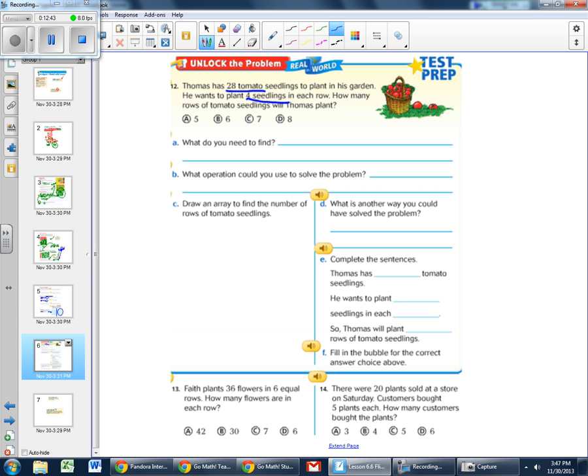What do you need to find? How many rows of tomatoes? How many rows to plant? Basically is what he wants to know. Since I already underlined that when I was reading it, it was easy. What operation could you use to solve the problem? You're going to use division. You're going to divide that 28 by 4. So draw an array to show that.